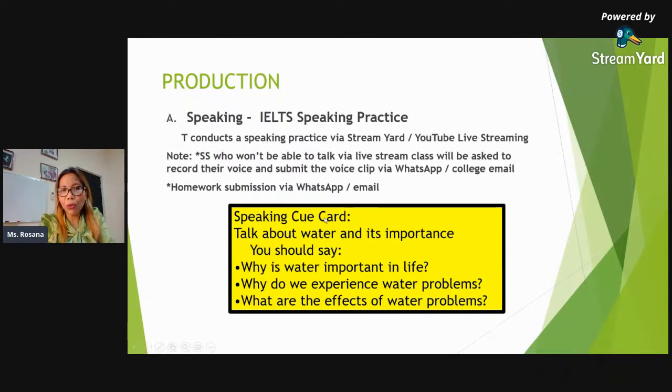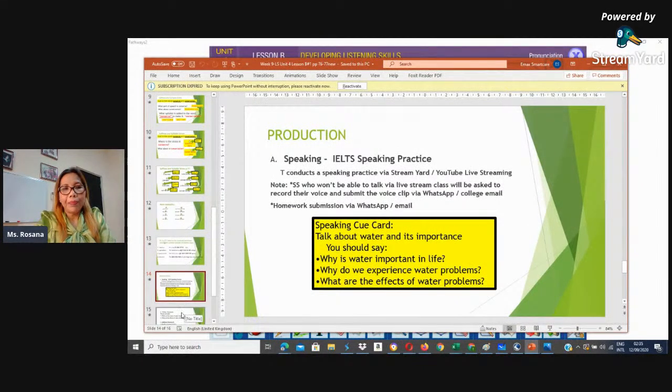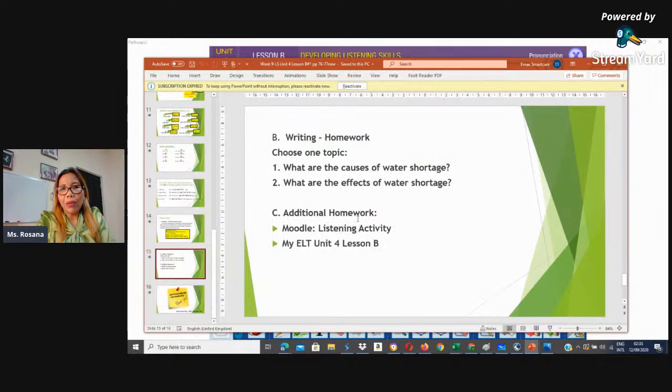Now for those who want to finish the individual speaking task for today, you can record your voice, save it in your phone, and submit the voice clip via WhatsApp or via email. But I would prefer WhatsApp because it's easier for me to check. All right. Now this is for our homework.